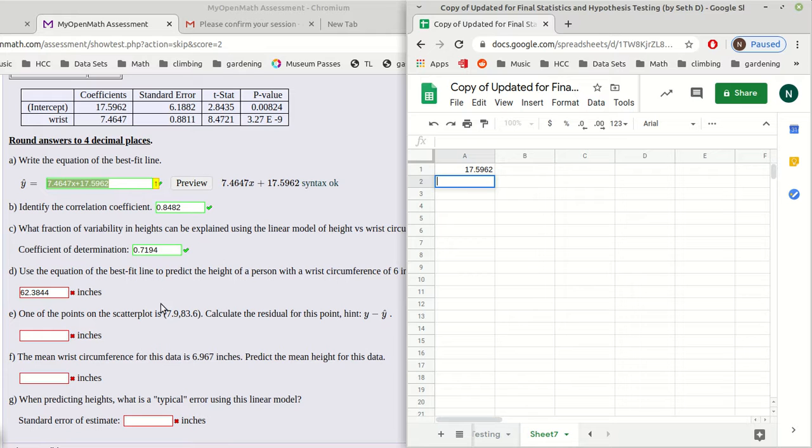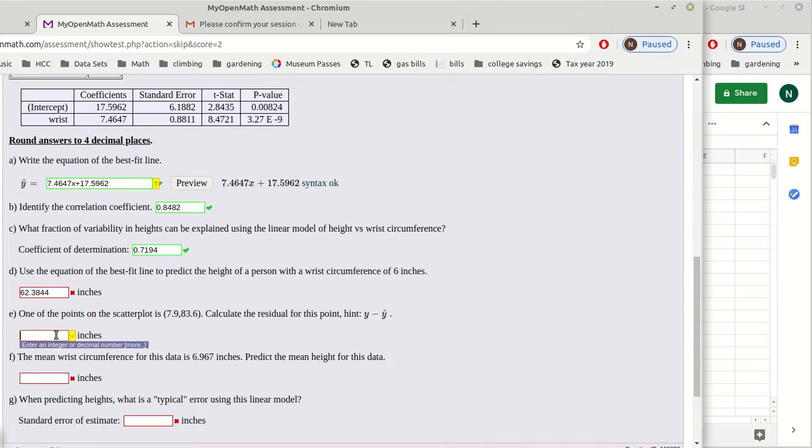So it says this is a point on the scatter plot, 7.9, 83.6. So let me type in 7.9. What is the output? If they have a wrist circumference of 7.9 inches, their height should be 76 inches according to our line. But the height of this person was 83 inches. So what we have to do is equals 83 minus, to get the residual, 83 minus what this height is. And we get 6.43267.